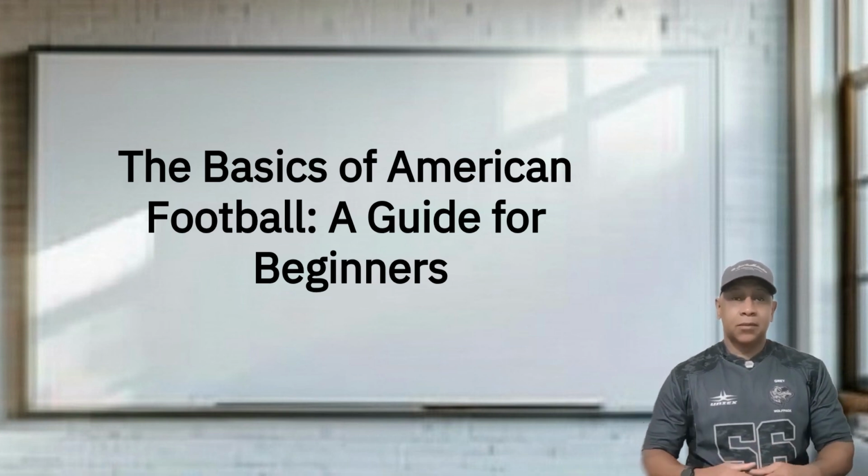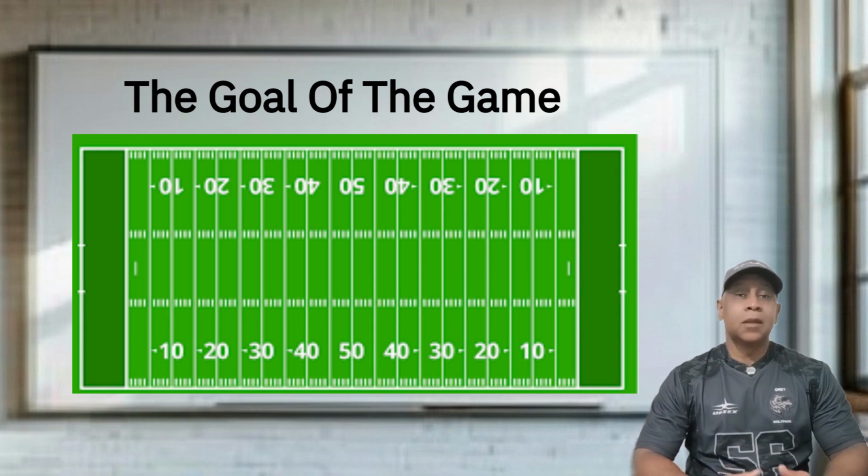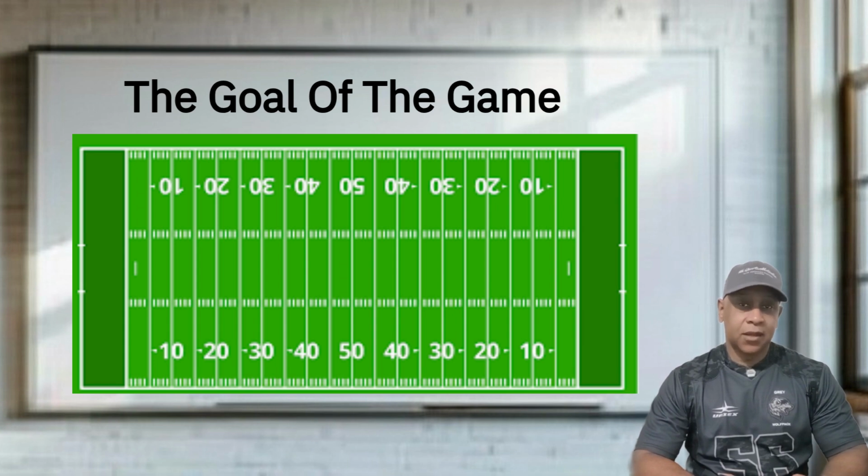Let's get started. The goal of the game. The goal of American football is simple: to score more points than your opponent. You score points by getting the ball into your opponent's end zone, which is the marked area at each end of the field. The field is 100 yards long, with an end zone at each end. The team's job is to move the ball down the field and cross the opponent's goal line.